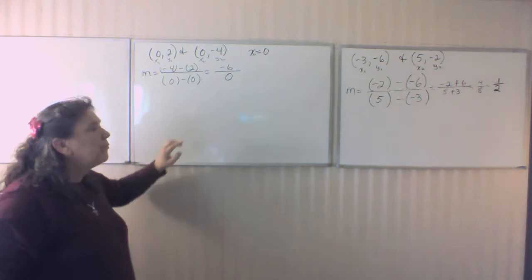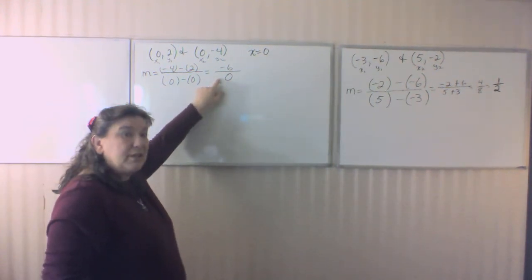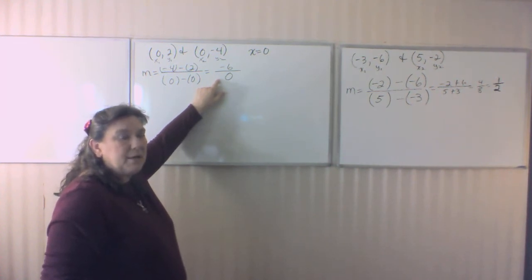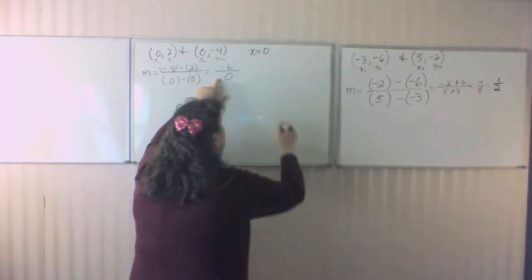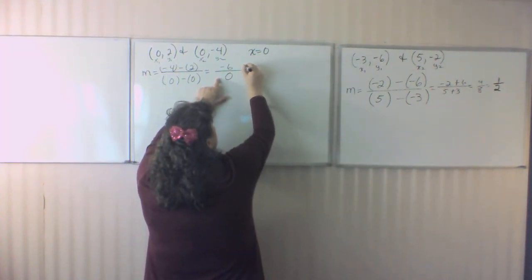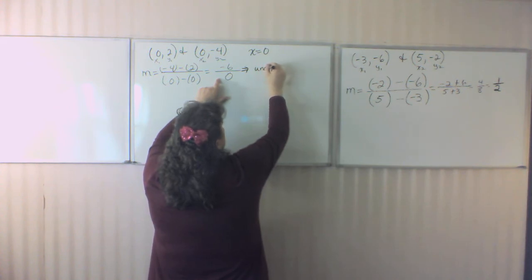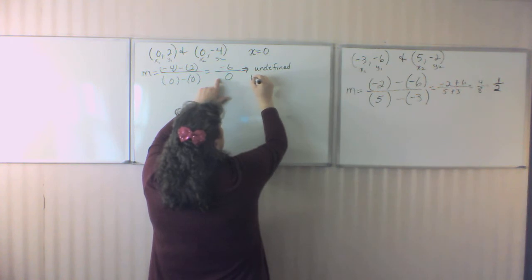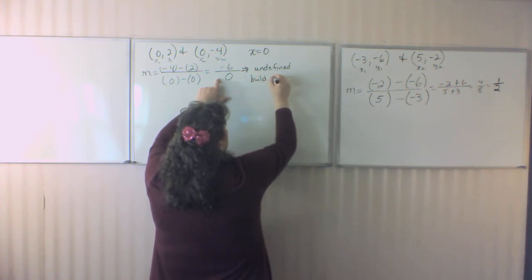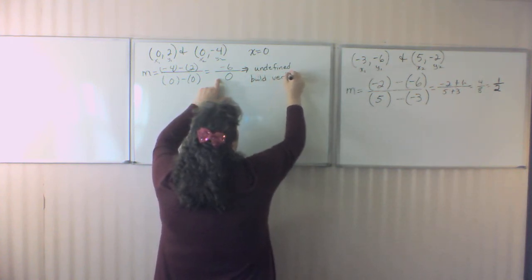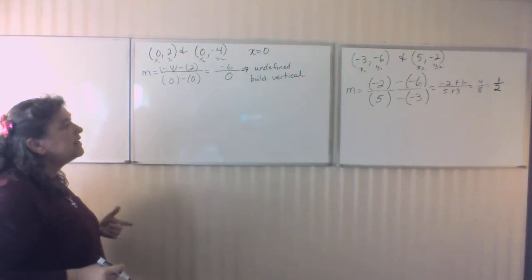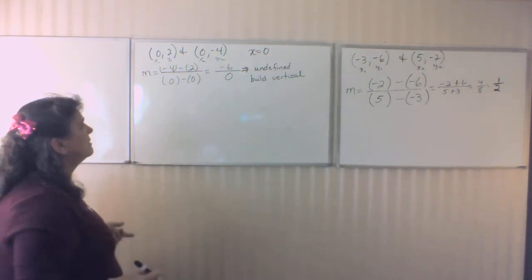Do you guys remember way back when we did rational equations? What was our problem when we had a 0 in the denominator? Yeah, it was undefined. Therefore, this is an undefined slope. Undefined slopes build vertical lines, which is an important thing to know.